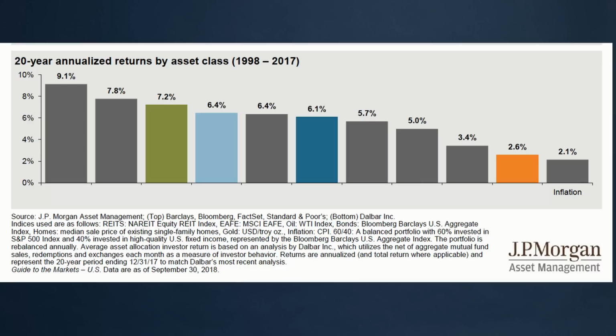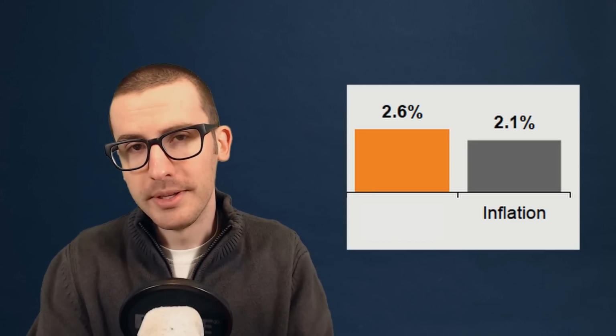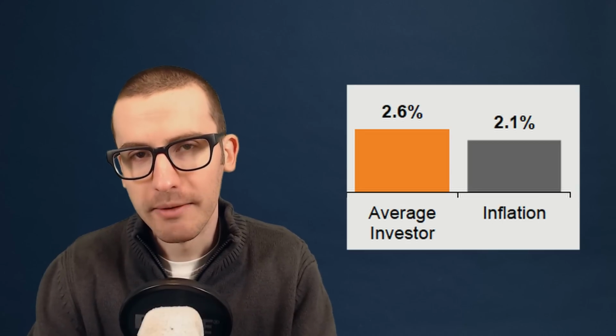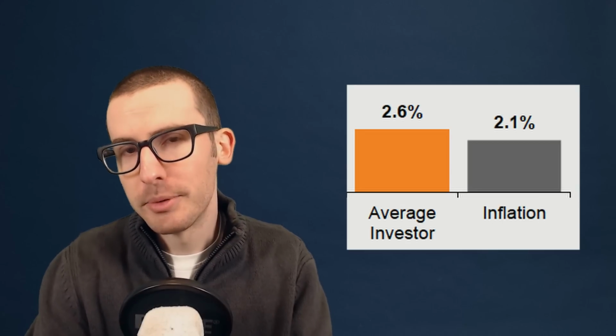Over those 20 years, had you invested in almost any asset class, you would have made money. Real estate, gold, stocks, even bonds all returned over 5% per year during that period. But then there's this bar, this sad, lonely bar, lower than all the other returns and barely keeping up with inflation. This bar is the annual return of the average investor, 2.6% per year.